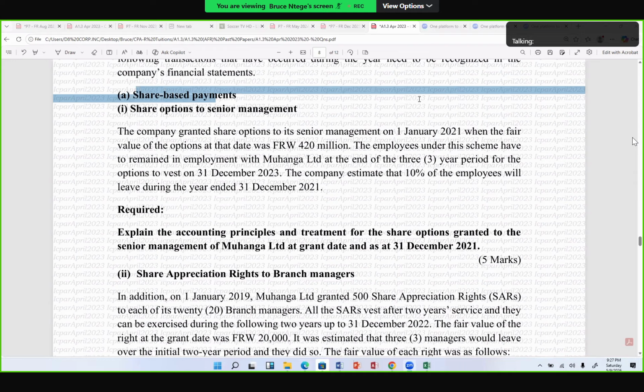Now we're told that the employees under this scheme have to remain in employment with Muhanga Limited at the end of the 3-year period for options to vest. That word vest means to mature by the end of the 3rd year, which will be 31st December 2023. So there's a vesting condition. The employees must remain working with this company for the period of 3 years. So that period of 3 years is the vesting period.